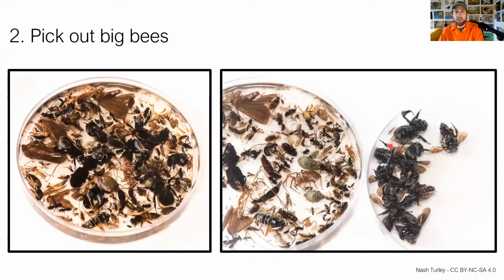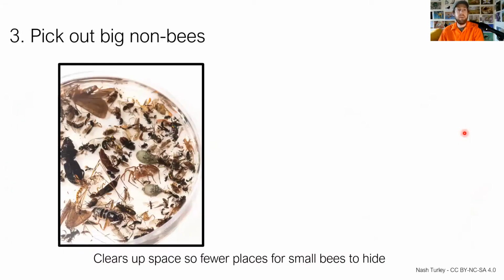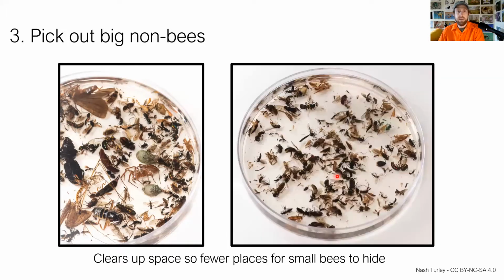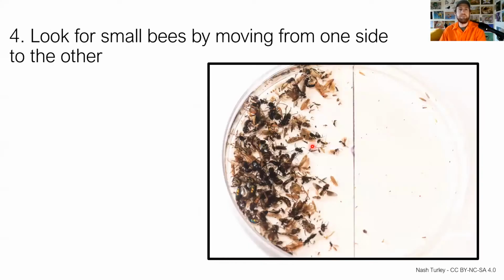So we go here, all of our big bees, those are easy. The next we have everything that's left after you picked out the big bees. So now let's pick out all the big stuff that isn't a bee, obviously. So we'll go from a batch that looks like this to this. All right, we have less to look at now. And the reason for doing that is it just clears up space. There's less places for little bees to hide.